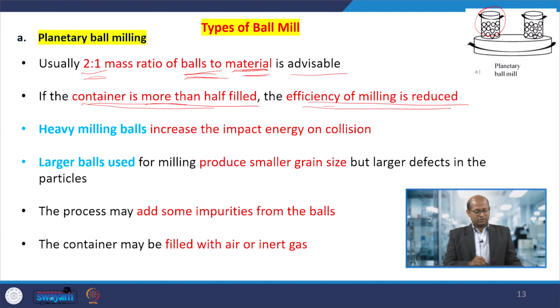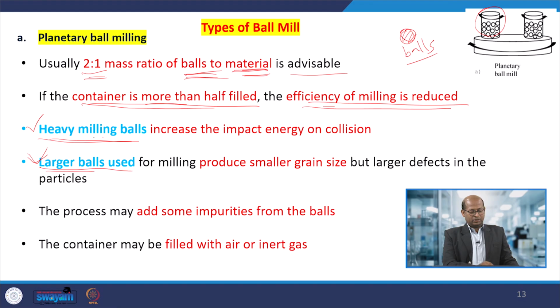Heavy milling balls or larger balls can be used; the balls may be heavy, bulk, or large. Heavy balls increase the impact energy on collisions, and the balls and materials interact through different types of collisions. Large balls produce a smaller grain size.